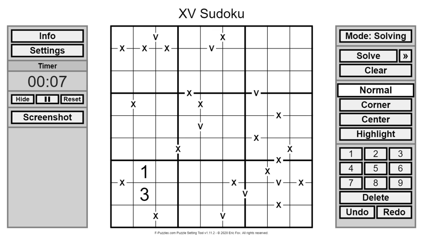Today we're going to be looking at XV Sudoku. So all cells with a V add up to 5, all cells with an X add up to 10, and the X's have a negative constraint, while the V's do not.